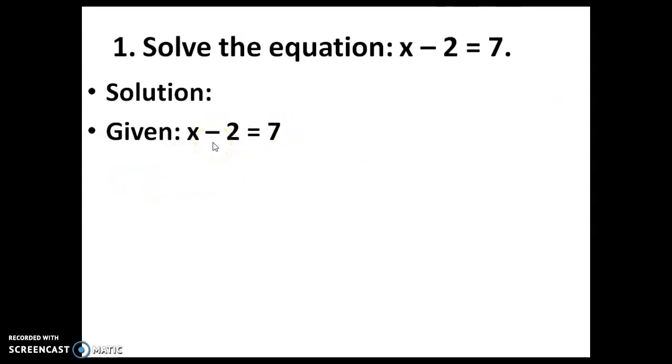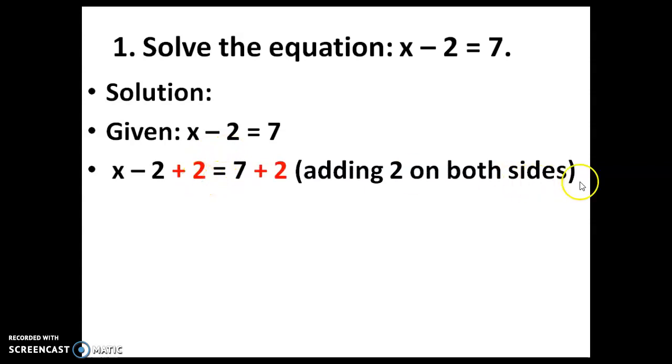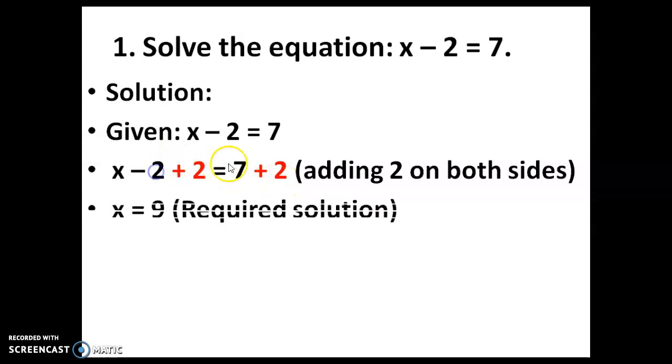But we can't simply add plus 2 in the equation. So what will we do? We will add plus 2 on both sides of the equation, both in the LHS and RHS. Now this minus 2 and plus 2 will get cancelled, since plus 2 minus 2 is 0. So x will be alone in the LHS, and in the RHS we have 7 plus 2, which is 9. That's the required solution, children.